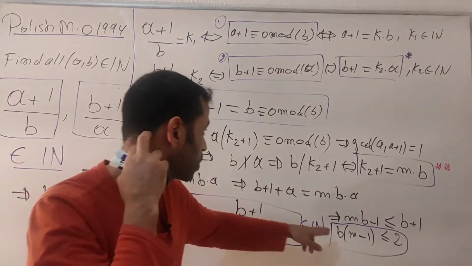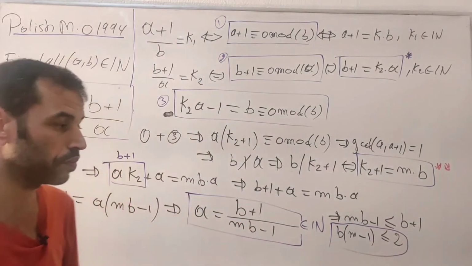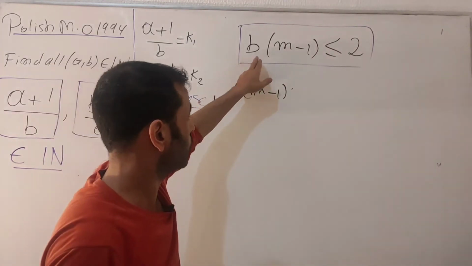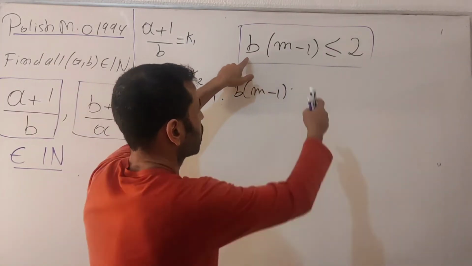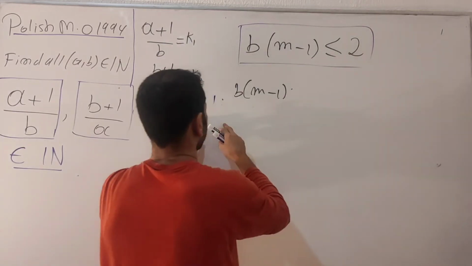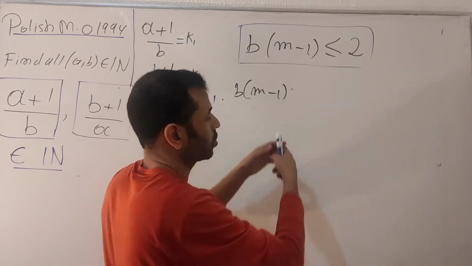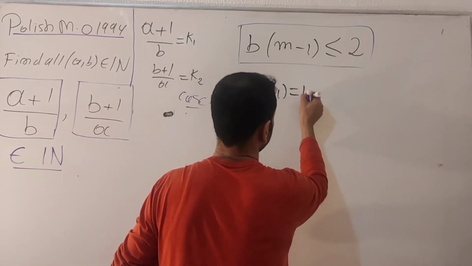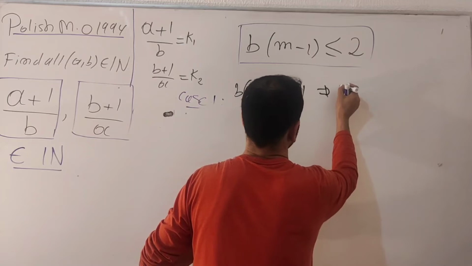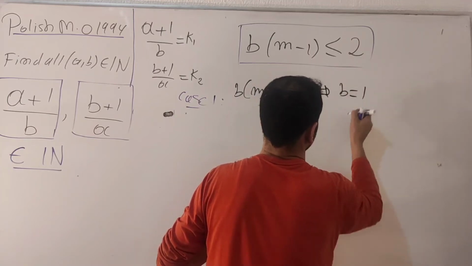Now let's take this one at the top and continue solving this one. Now we have to go through two cases. We have the case number 1, if we have this product equals 1 or this product equals 2. Let's start with case number 1, when we have this product equals 1. This product equals 1, it simply is going to give us b equals 1.